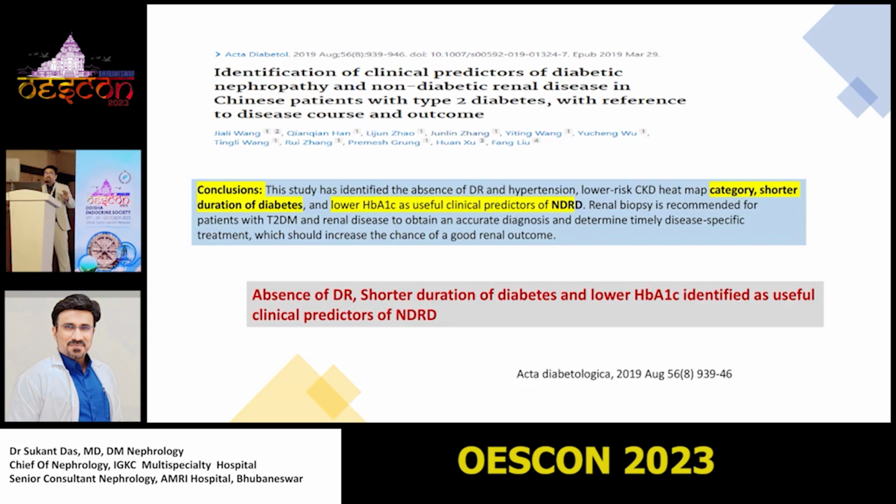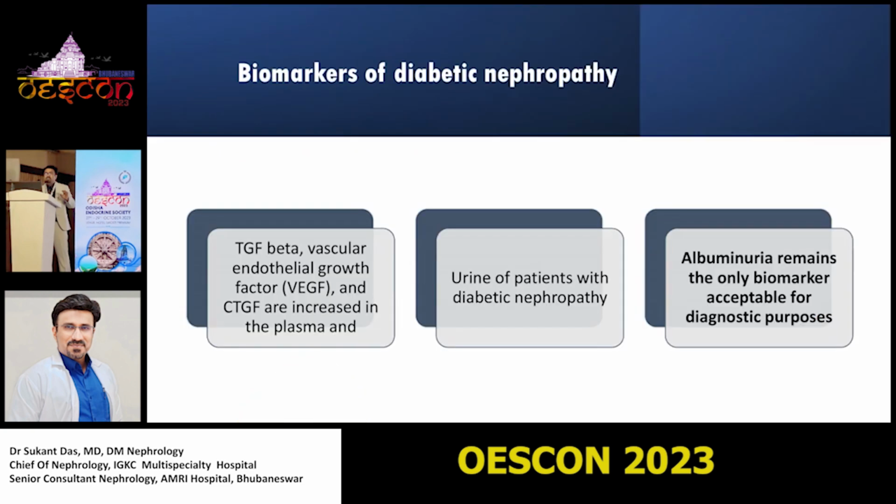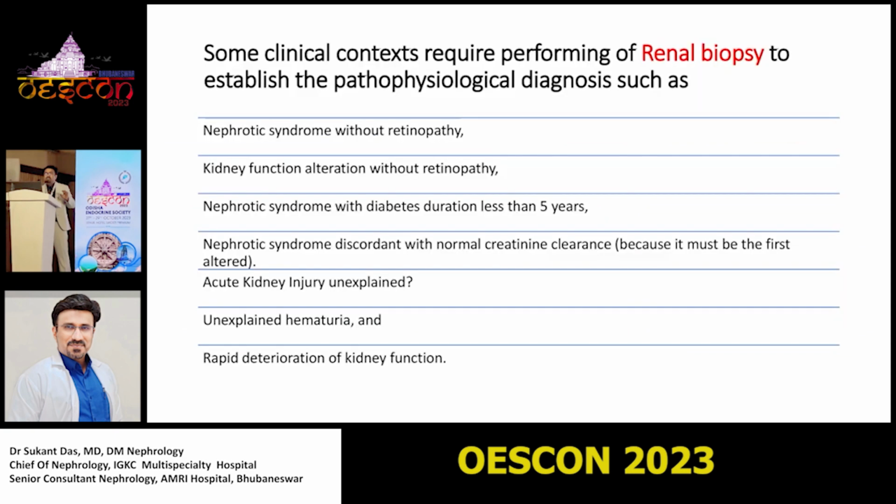This is another study which also points towards these factors. Now, we do not have any definite biomarker for diabetic kidney disease, although some people would say that TGF or vascular endothelial growth factor can be helpful indicators, but albuminuria remains our everyday marker for diabetic nephropathy. But to establish a diagnosis of diabetic kidney disease, we will have to resort to renal biopsy. So what are the definite indicators that we must do a kidney biopsy in a patient?